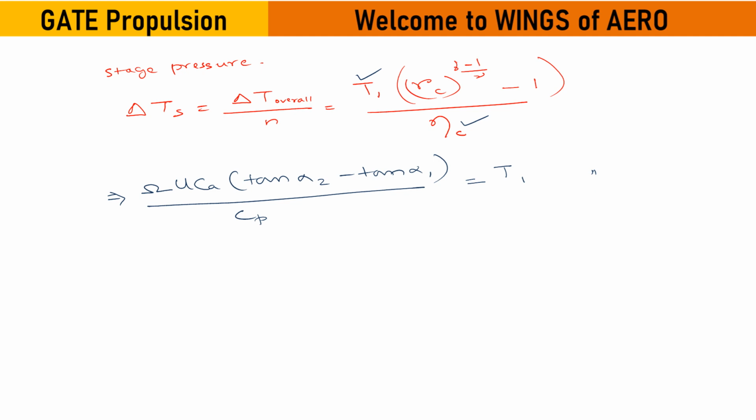So what is the value of Cp there? As they have given adiabatic, we need to use Cp equals 1.005 kilojoule per kg Kelvin. So you need to remember these values also: R is 287 joule per kg Kelvin, gamma is 1.4.